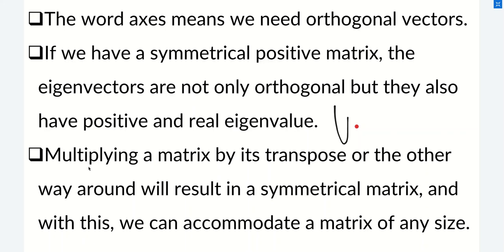Then we also saw that it is symmetric. That means it has to be symmetric, right? All this, we saw when we were dealing with matrix decomposition. So we are going to apply the same thing over here. We also said that when you have any matrix at all, we can create a symmetric matrix out of it by multiplying by its transpose.